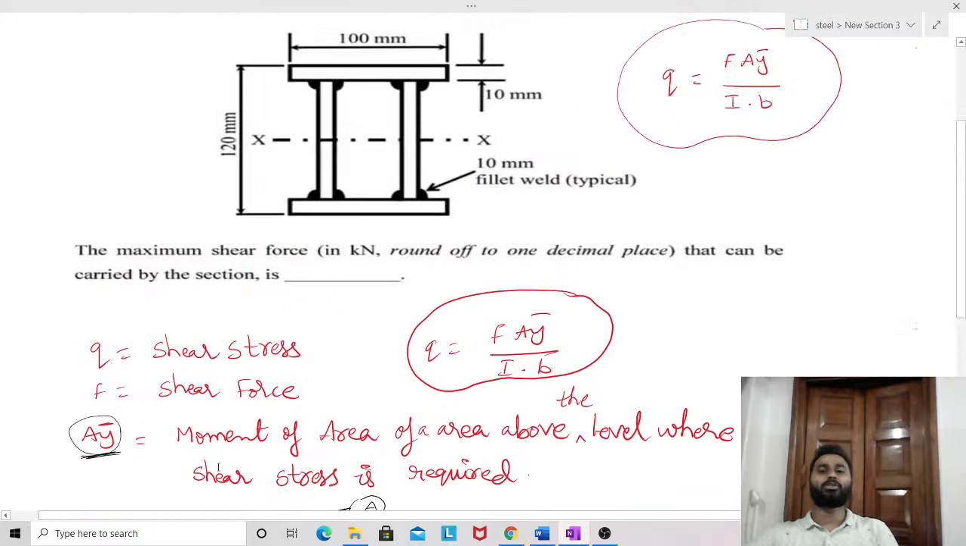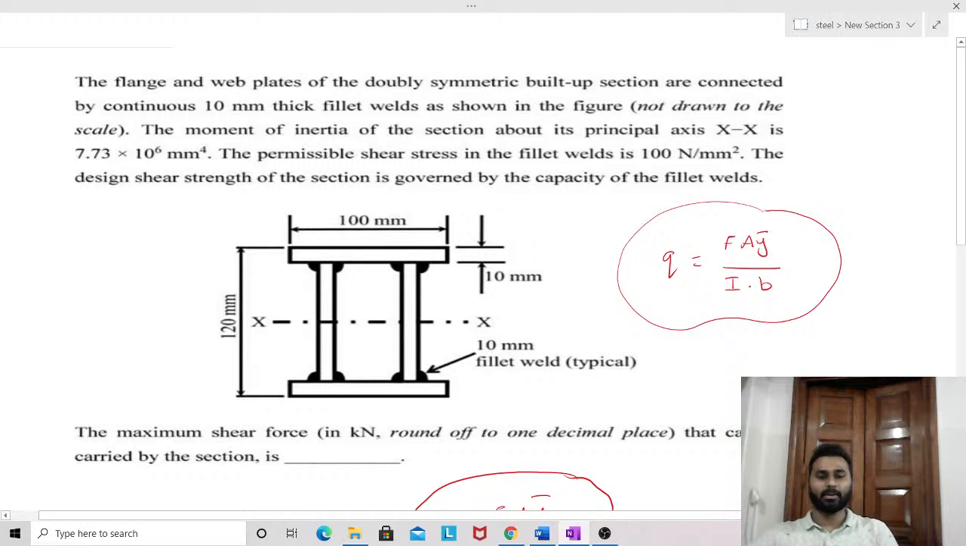Now let us go through this question. So this was the question, on the screen. Let's go through this question, and I'll read it out also. The flange and web plates of a doubly symmetric built-up section are connected by continuous shear flange. So these two are the flange plates, and these two flange plates are connected to the web. So these two are the web plates. Clear? Here I will write.